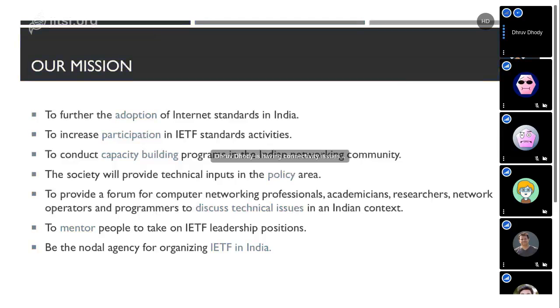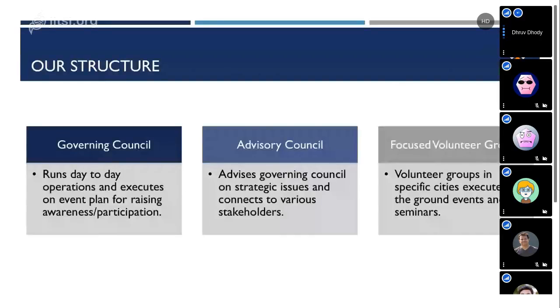Just a quick introduction to our structure. We have a governing council, an advisory council, and focused volunteer groups that work on specific topics like webinars and annual meetings, etc. I will provide you details a little later.